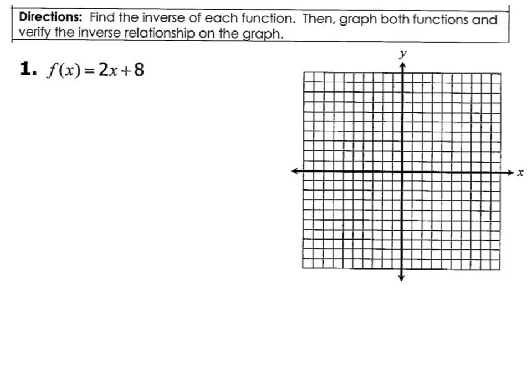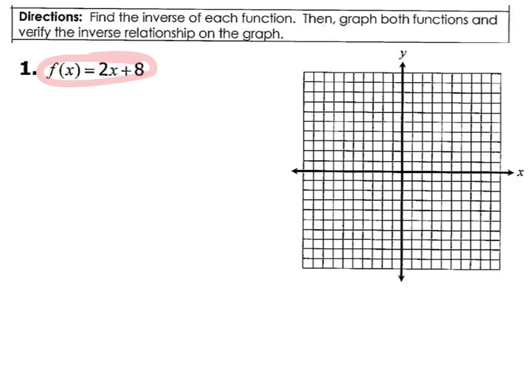All right, so the directions for number 1 are to find the inverse of each function. So we're going to first find the inverse of each function by replacing f of x with y, switching x and y, and then rewriting it as the inverse of the function. Then we want to graph both functions, both the original and the inverse, on our graph and verify that it is an inverse relationship because it should be reflected across the line y equals x. So let's do that with problem number 1.